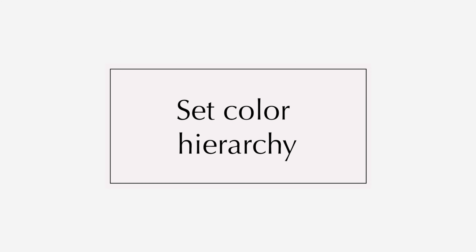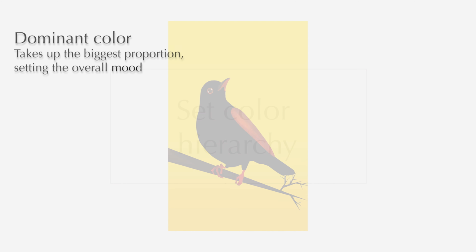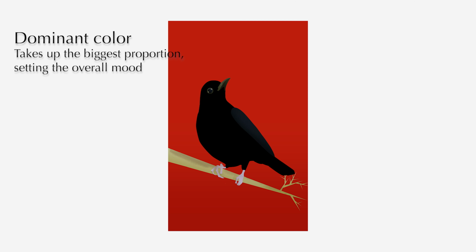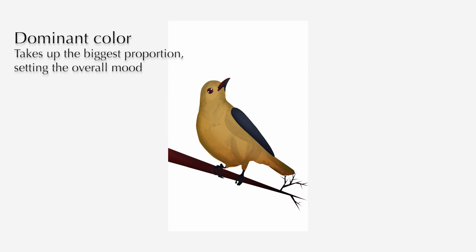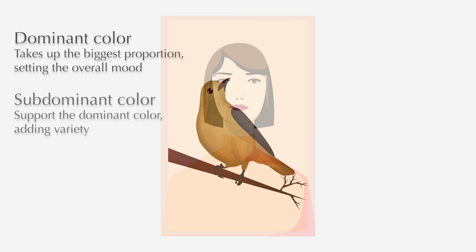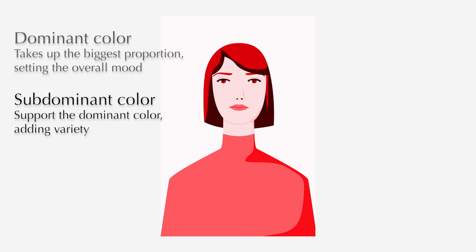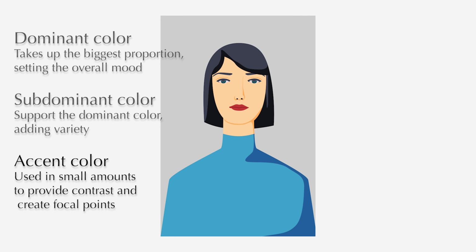Try to set a color hierarchy, which is find your dominant color, the one that will take up the biggest proportion of your artwork. It is also the color that will set the overall mood to it. Then you pick the subdominant or complementary colors that will give support to the dominant color, adding variety. And then you add some accent colors that are used in very small amounts just to provide contrast and create focal points.